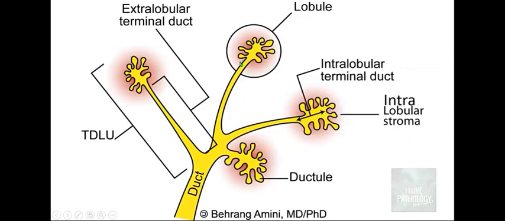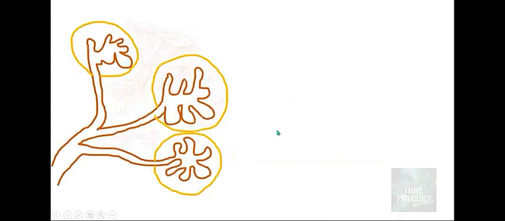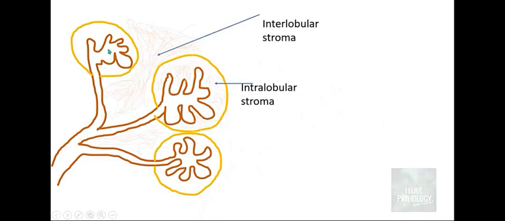The stroma which is present within the lobule is called intralobular stroma, and the stroma in between the lobules is called interlobular stroma. Okay, another illustration showing intralobular stroma within the lobule. In between two lobules you find interlobular stroma. The tumors which arise from intralobular stroma are the Phyllodes tumor and fibroadenoma.